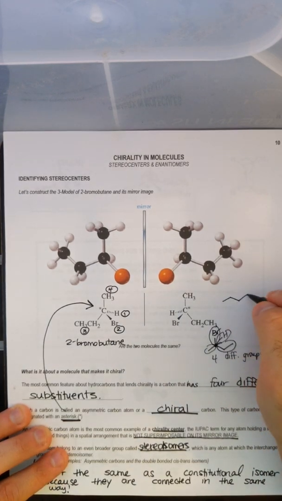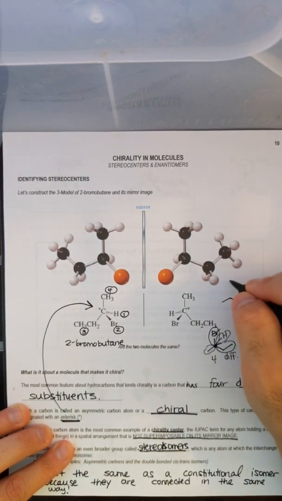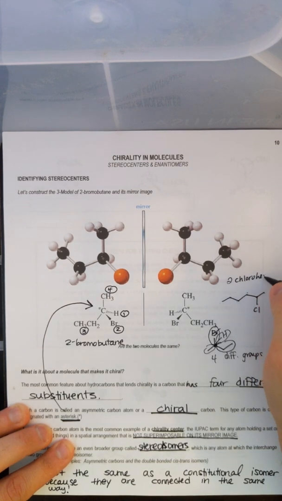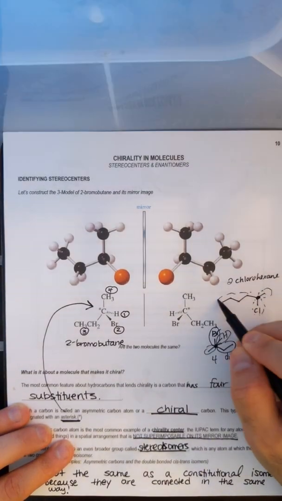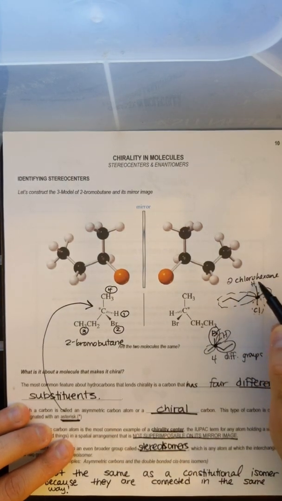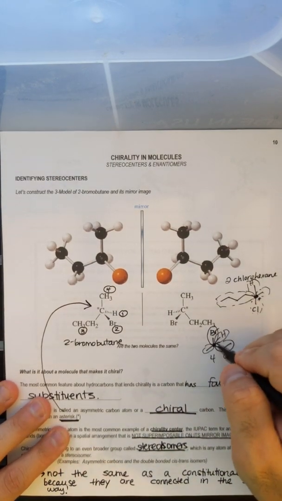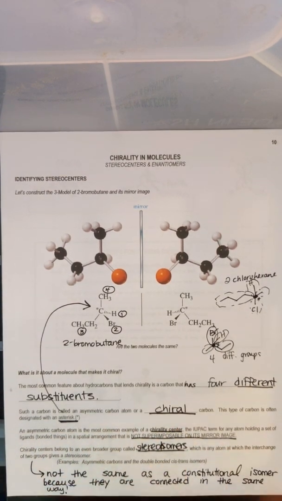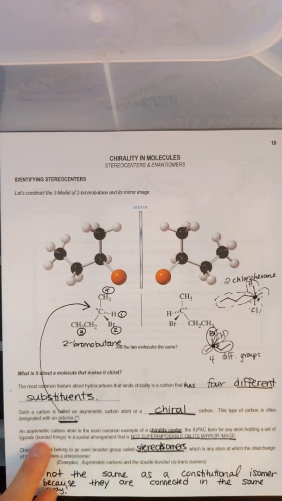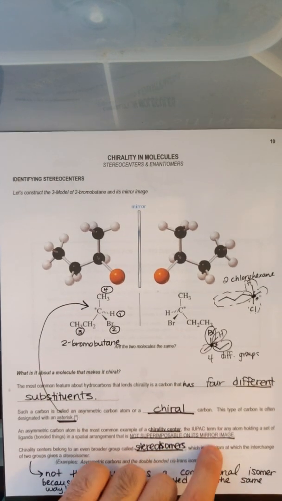I could do the same thing if I had 2-chlorohexane: 1, 2, 3, 4, 5, 6. We could see right here that this carbon is going to have 4 different groups. It's got this chlorine, it's got this line over here, it's got this whole thing over here, and then don't forget that there's a hydrogen. Okay, so 4 different groups makes this carbon that I just put a dot on chiral. Such a carbon we call an asymmetric carbon or chiral carbon. This type of carbon is often designated with an asterisk. An asymmetric carbon is the most common example of what we call a chirality center. They are not superimposable on their mirror images.